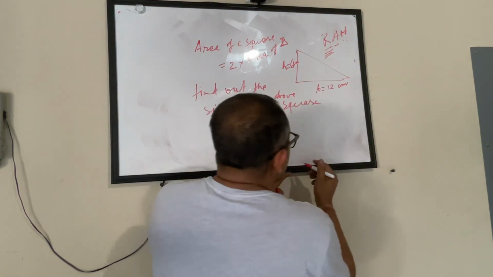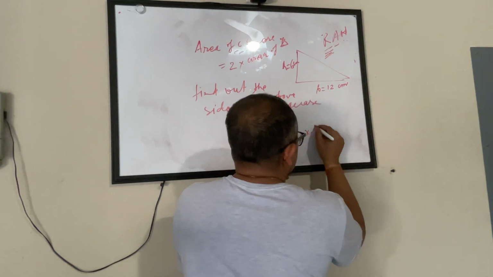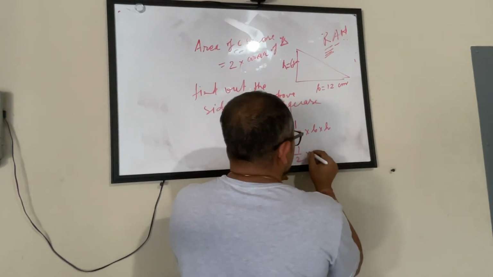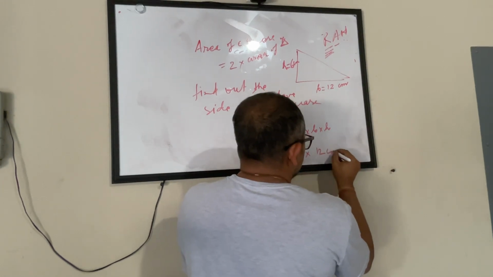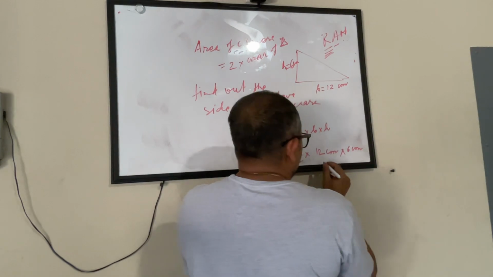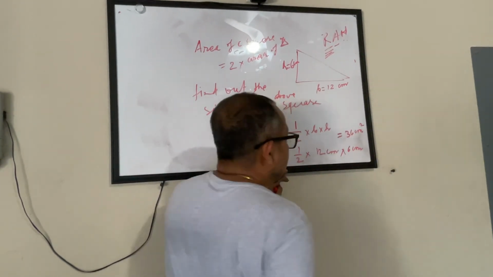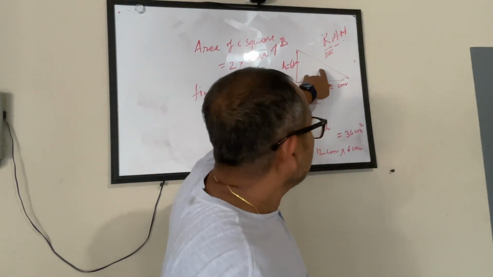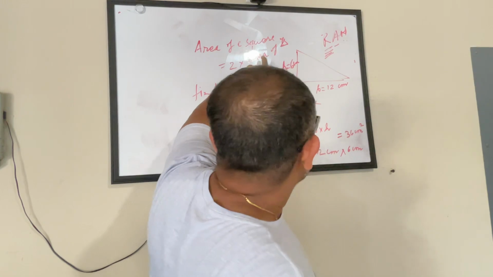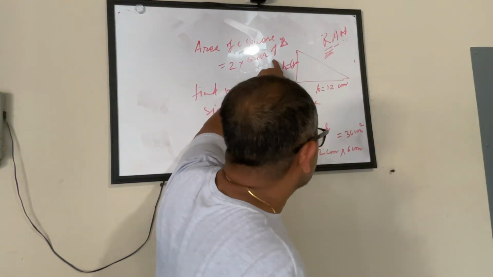Let's find out how much the area of this guy. Area of a right angle triangle is half into base into height. How much is my base? 12 centimeter. How much is my height? 6 centimeter. What does it give me? 36 centimeter square. This is the area of the right triangle. What was the second part of the question? It says the area of the square is 2 times the area of the right angle triangle.